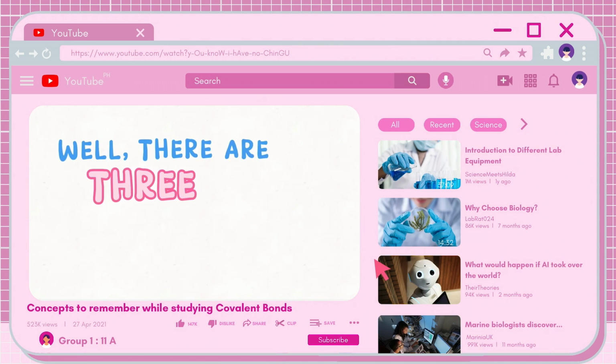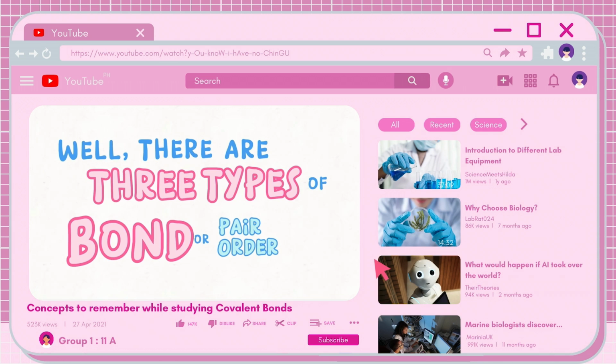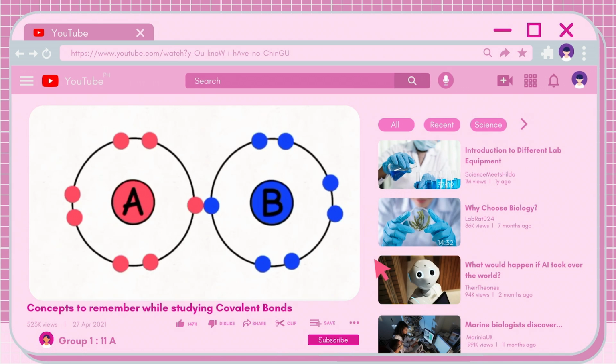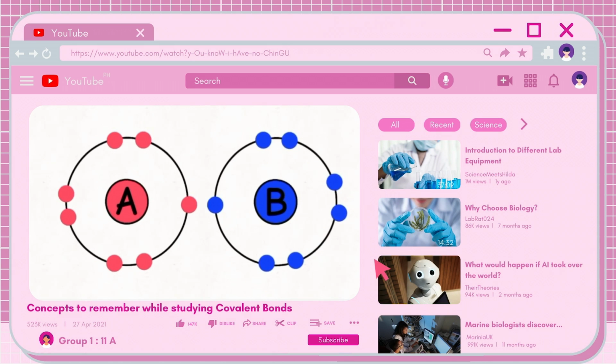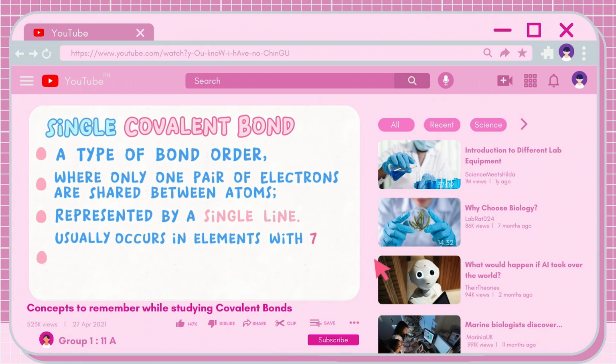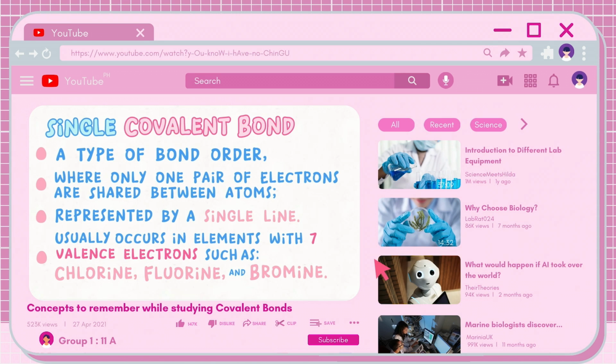Well, there are three types of bond pair or bond order. A single covalent bond is a type of bond order where only one pair of electrons is shared between atoms. This is represented by a single line. This usually occurs in elements with 7 valence electrons such as chlorine, fluorine, and bromine.